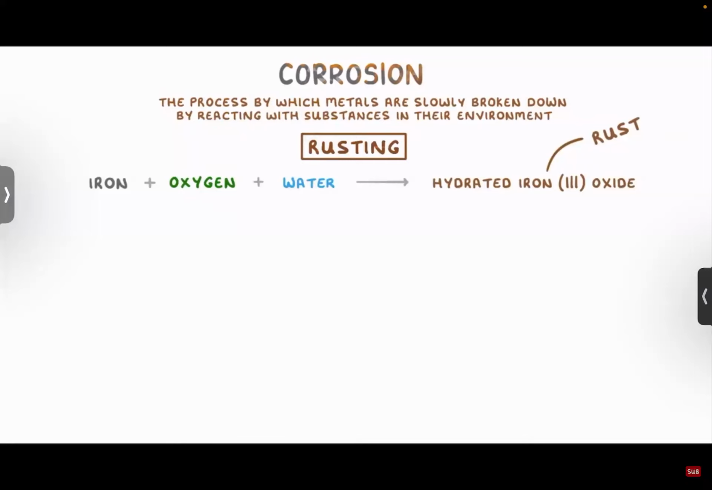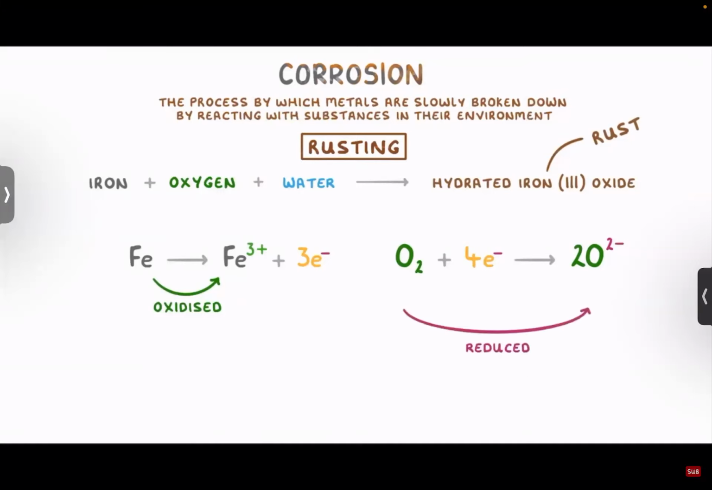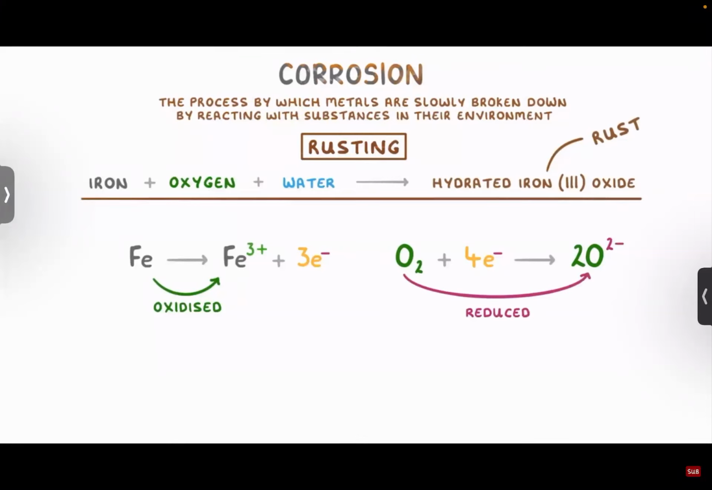If we think about what's happening here at the atomic level, the iron atoms in our original block of metal are each losing 3 electrons to become iron 3+ ions. And at the same time, the 2 oxygen atoms in each oxygen molecule are gaining 2 electrons, so a total of 4 electrons, to become oxygen 2- ions. So the iron is being oxidized because it lost electrons, while the oxygen is being reduced because it's gaining electrons. And this means that the overall reaction is a redox reaction, because both oxidation and reduction are taking place in the same reaction.